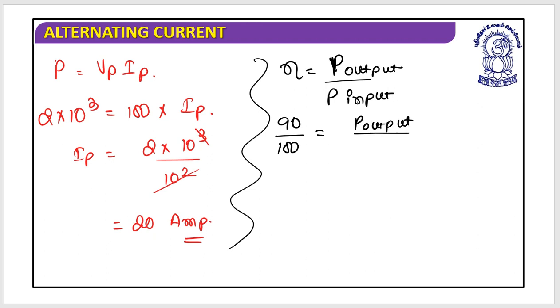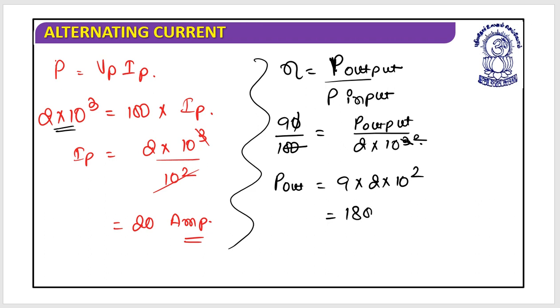This is output power divided by input power. Now as I know that the input power is 2 into 10 to the power 3. This has gone, this has gone, and this has gone. Only two terms would remain. So the output power could be written as 9 into 2 into 10 square, which is equal to 1800 watt. This is the output power.